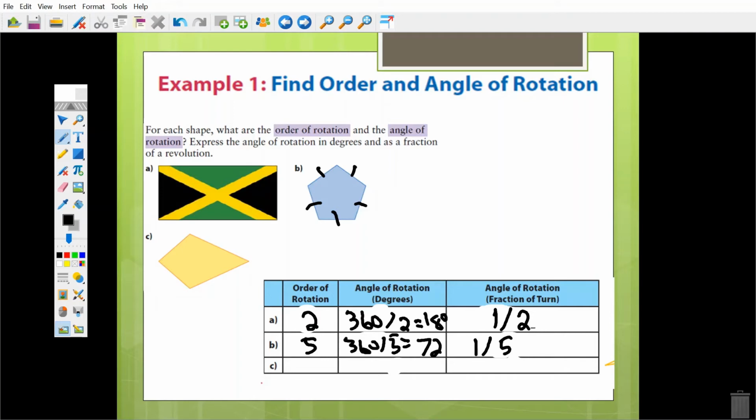Finally, for this one, the order of rotation in this shape is actually just 1. The only time it will look like itself is when it gets back to the beginning. So this shape doesn't actually have rotation symmetry. If the order of rotation is only 1, it doesn't have rotation symmetry. So the angle would be 360 because it takes a full turn, and the fraction would be 1. It takes one complete turn to make this shape look the same.